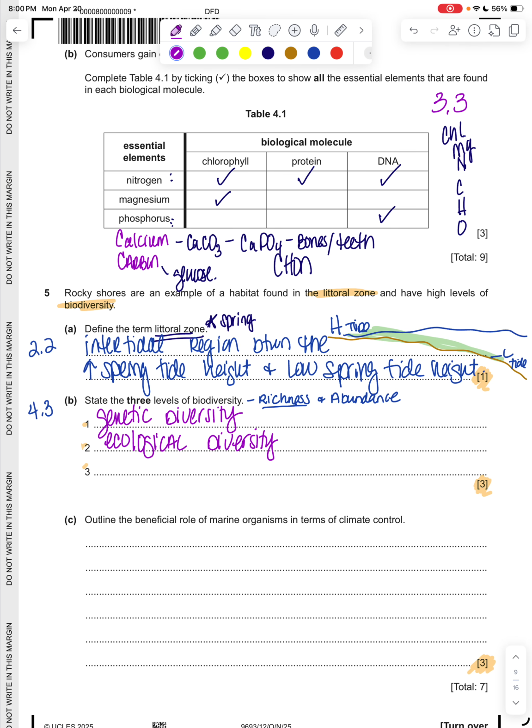And then species diversity. Species diversity are the different species, and their abundance in an area.